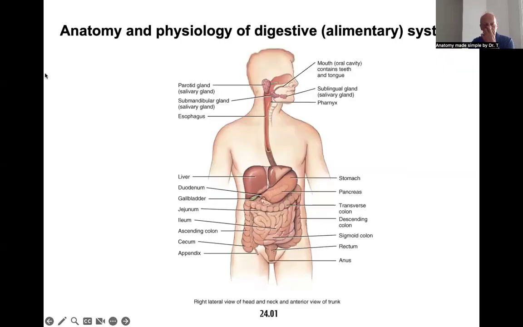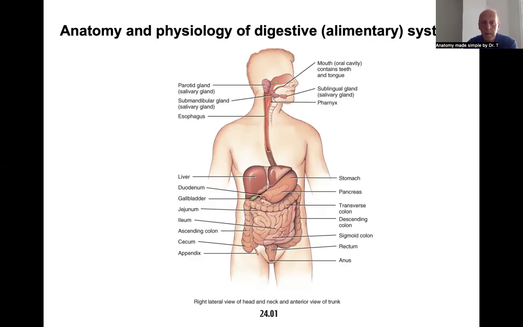As you can see on the title, we're talking about anatomy and physiology of the digestive or alimentary system. Assuming that you are a newcomer into this area, I'd rather use this composite image and introduce the entire system so that you have at least that kind of big picture presentation. Where do we start? Where do we end? And what are the steps that we have to go through?